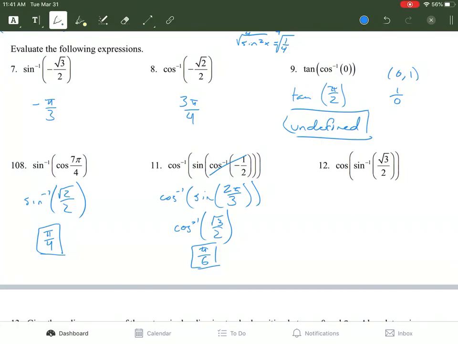All right, lastly, number 12, for these inverse problems, we have what's the inverse of sine for root 3 over 2. Again, that's the right-hand side of the unit circle. It's going to be pi over 3. All right, and then looking at pi over 3, what's the x value of that radian? And that is 1/2.